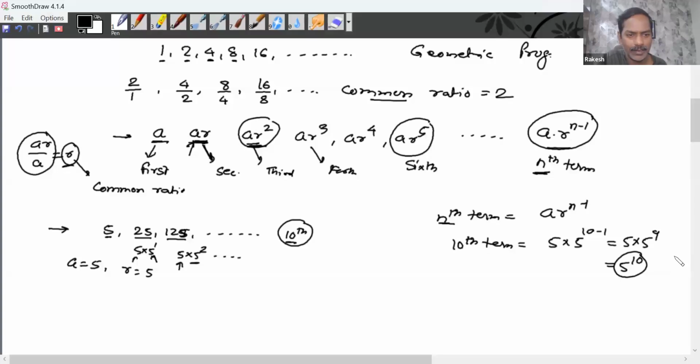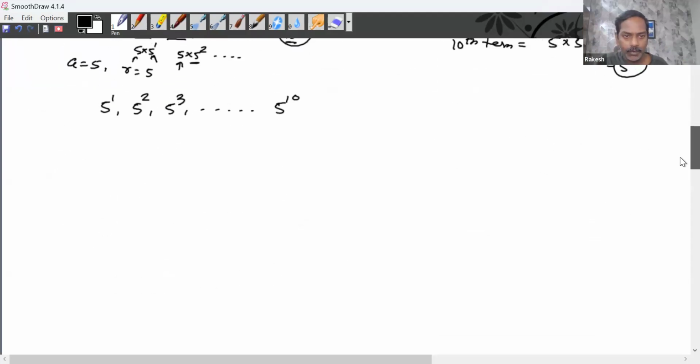And it's quite easy. You can see that if I convert every term of this to the power of 5, then the first would be 5 to the power 1, the second would be 5 to the power 2, the third would be 5 to the power 3, so on and so forth. So we can see that the 10th term has to be 5 to the power 10. Why? Because the first term has the power of 1 over 5, the second term has a power of 2 over 5, the third term has a power of 3 over 5, so on and so forth. So the 10th term would be 5 to the power 10. Fair enough, right? Okay. Now let us take more examples.